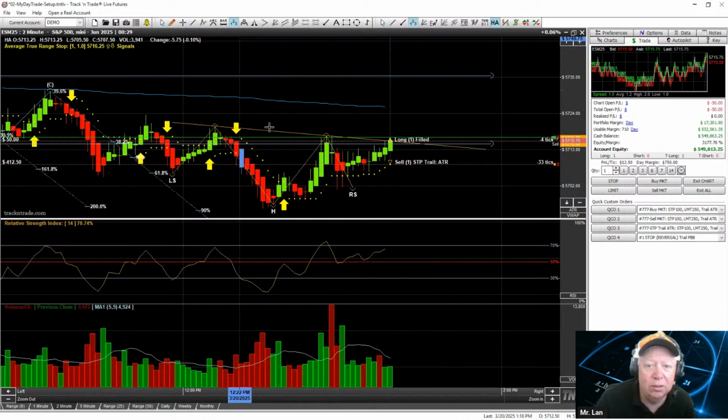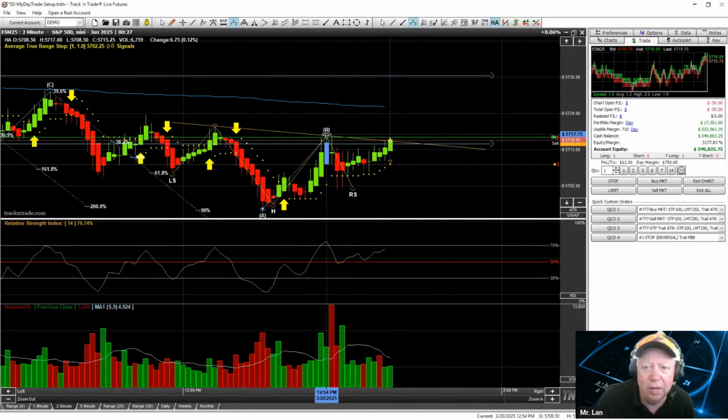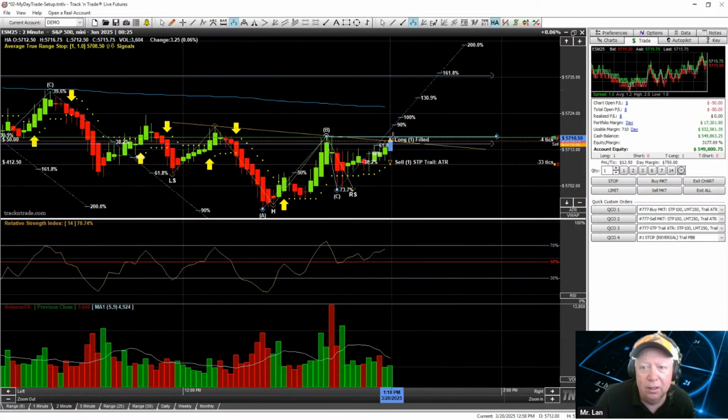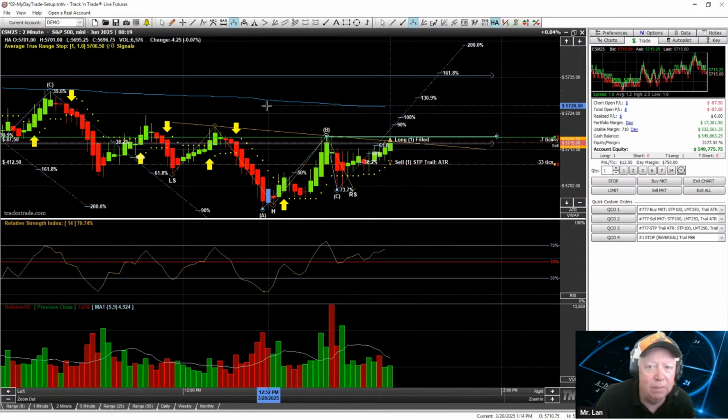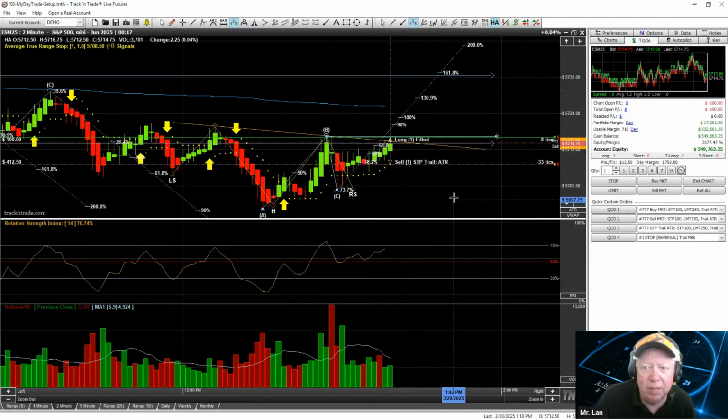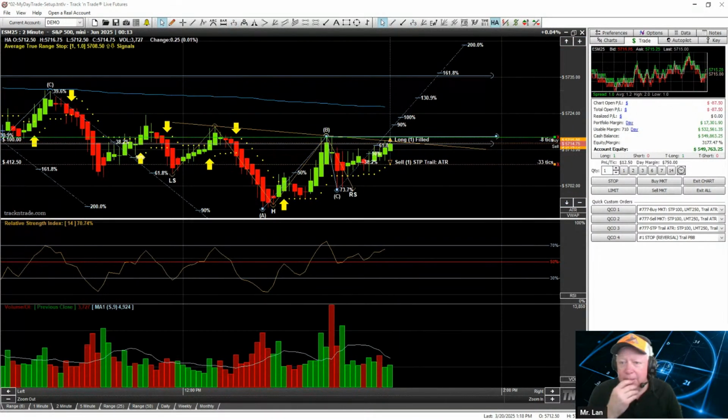It should go. I mean, you got your little ABC pattern in here. We're trying to break higher, break above that previous high, and come on up here and at least go to that blue line. At least go to the blue line, buddy. But in the meantime, we just kind of sit and wait.